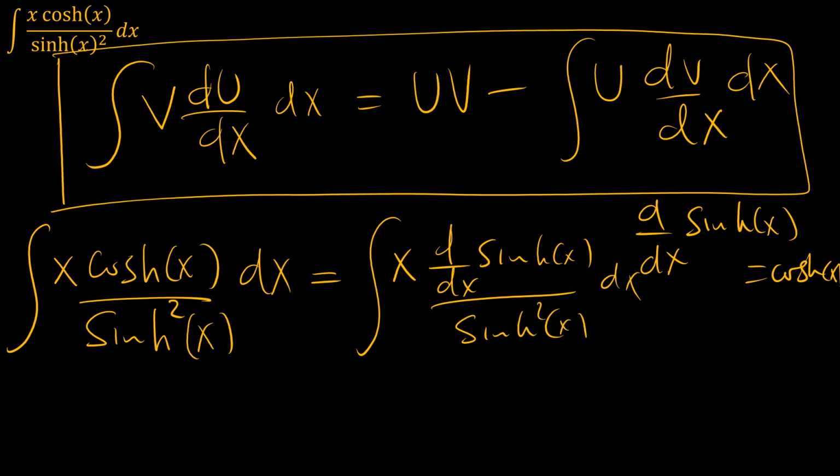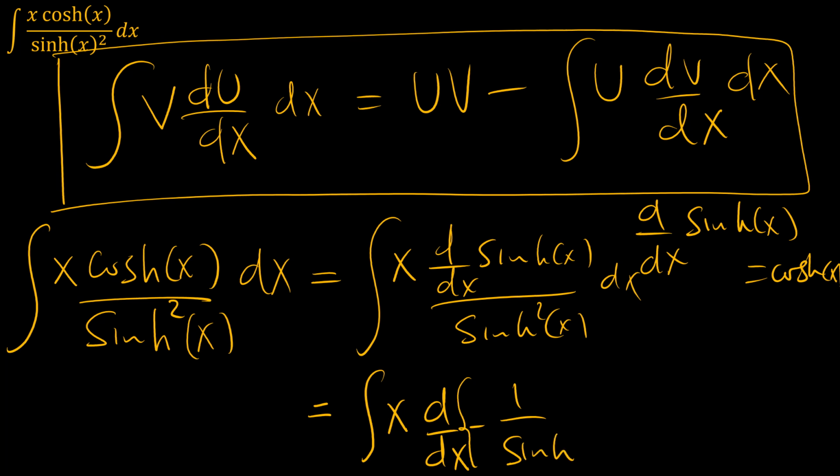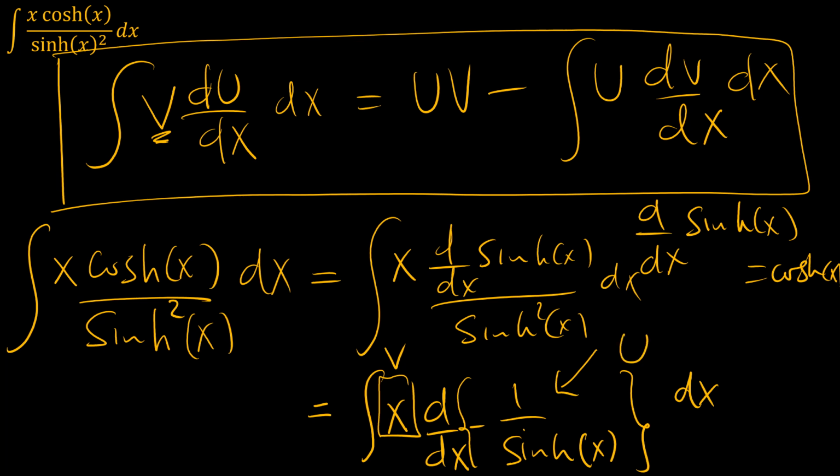This is also equal to x times the derivative of negative 1 over sinh of x, because that's what we have there. And now we see clearly that this is our u from here, and this is our v from here.